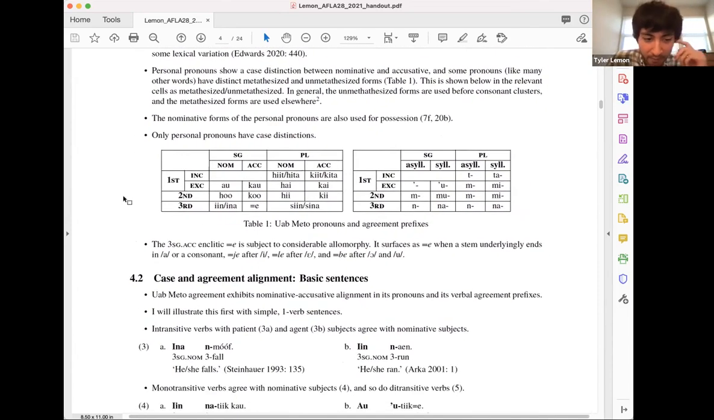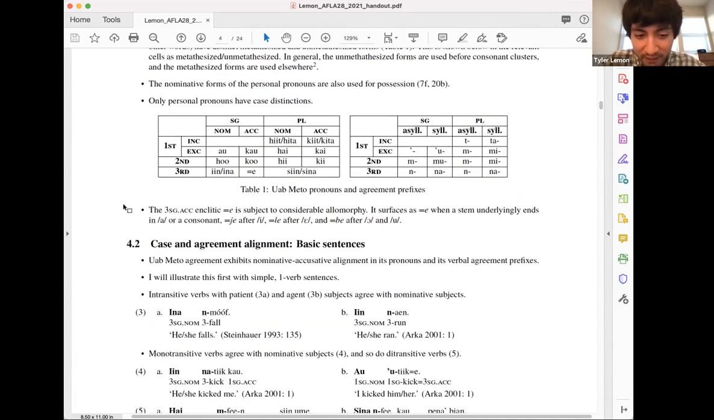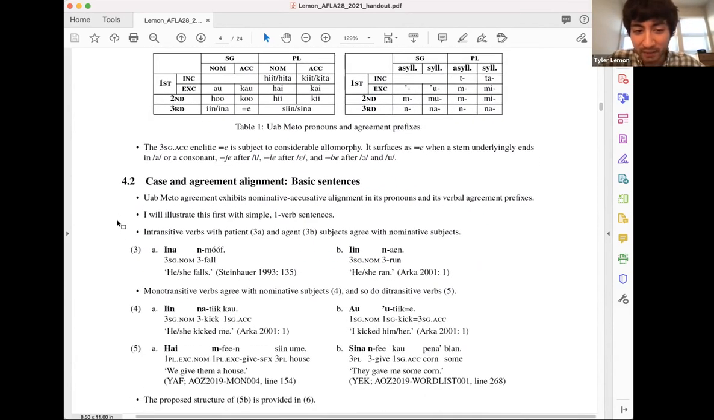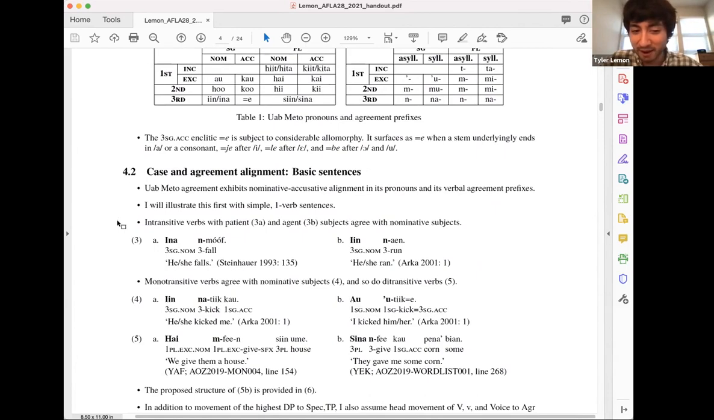Lastly, the third person singular accusative enclitic e has considerable allomorphy, so you'll see different forms e, je, le, and be, which depend on the final segment of the stem, but I just want to point out that all of those represent the same thing. Okay, now with that established, I'll go on to establishing the alignment. As you might guess based on the title of my talk, Uab Meto agreement exhibits nominative accusative alignment in its pronouns and its verbal agreement prefixes.